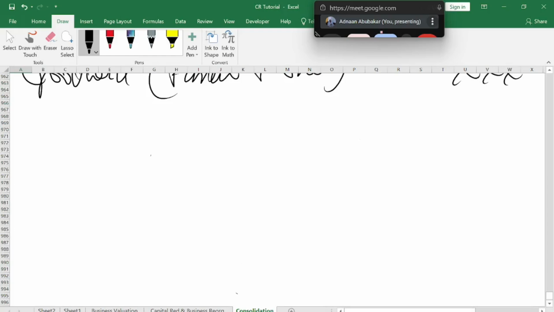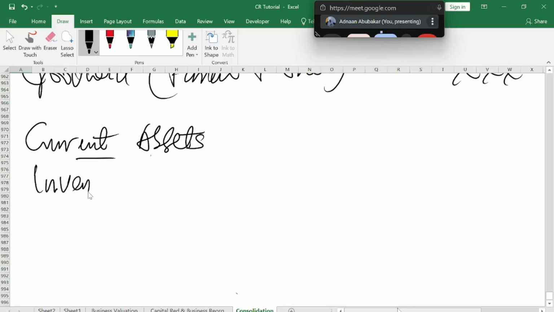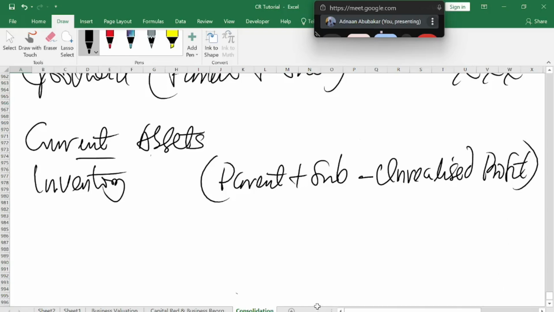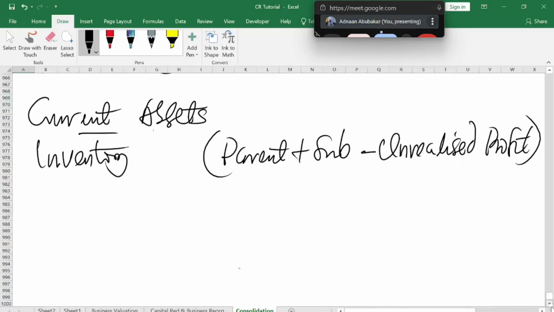Then we move to current assets. You have your inventory: parent plus subsidiary. Watch here. Then you less your unrealized profit, the one we added to cost. You come and less it here as well, and remove it.